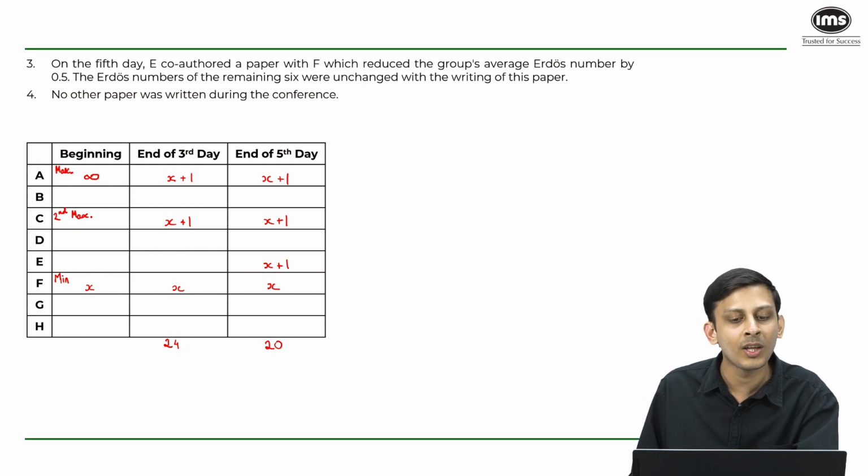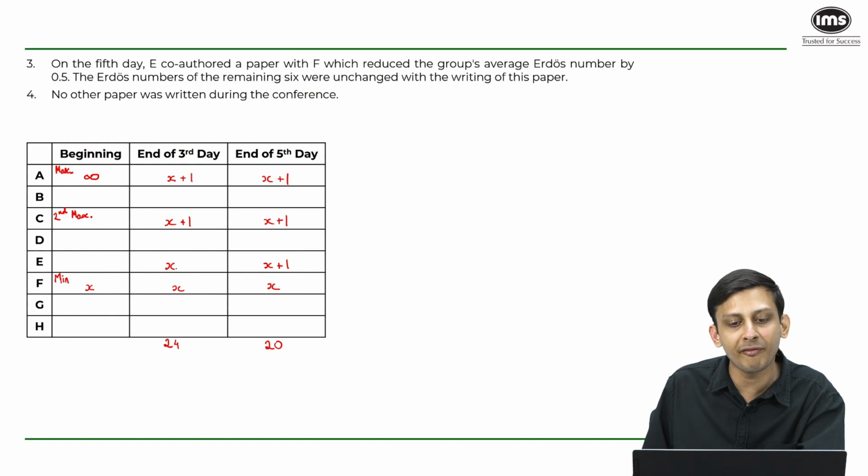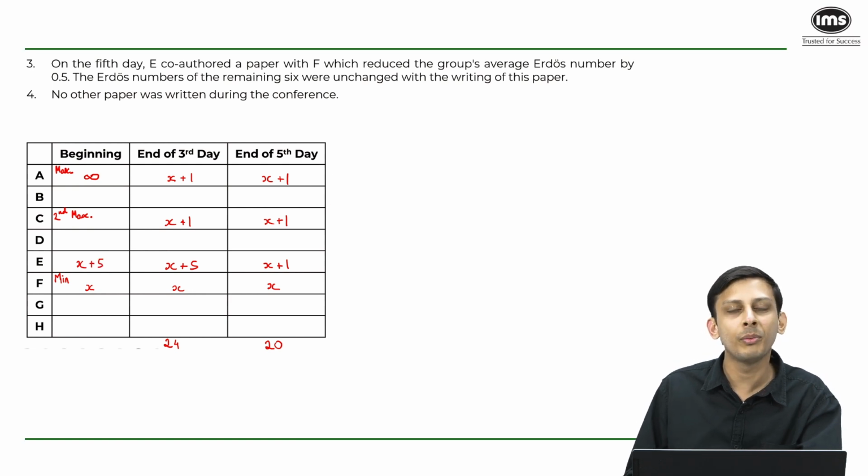How is that happening? Only because E's Erdos number is changing. No other Erdos number is changing on the 5th day. So E's Erdos number must be reducing by 4. So if it is x plus 1 here, it must have been 4 more than this. It must have been x plus 5. And therefore it must have been x plus 5 at the beginning of the conference also. Because before this, E did not have any other collaboration. So x plus 5 here also. Okay, so this is all the information that we have.